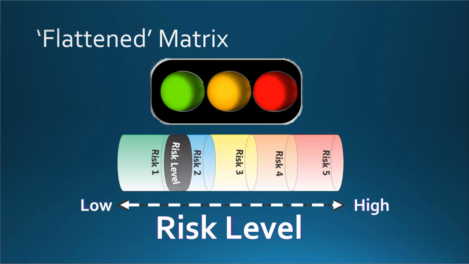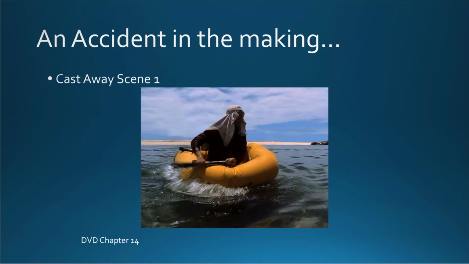The best way to really think about how risk plays out in a situation is to take a look at a real accident situation. So we're going to take a look at a scene from Tom Hanks in the movie Castaway. This is one of my favorite movies because it gives such an excellent picture of risk management and the RASM model in action.